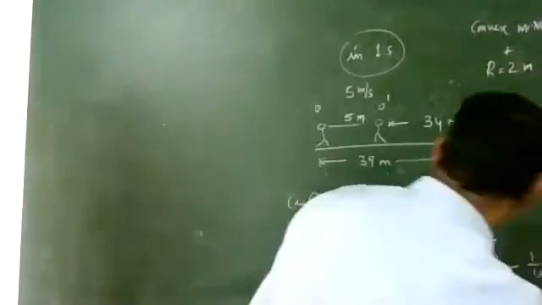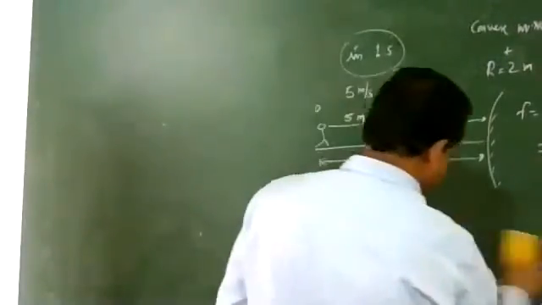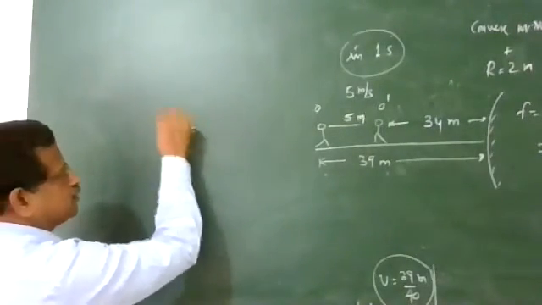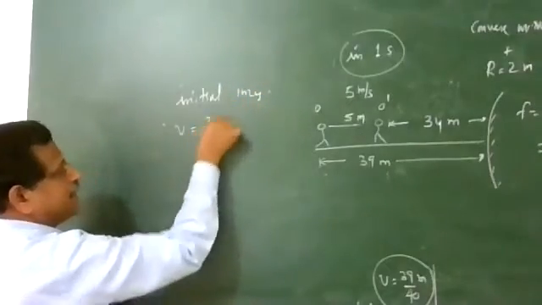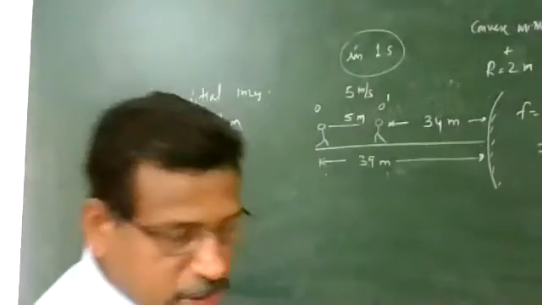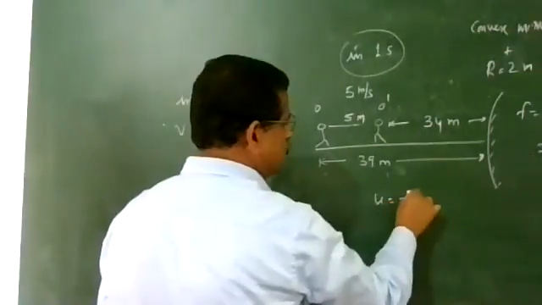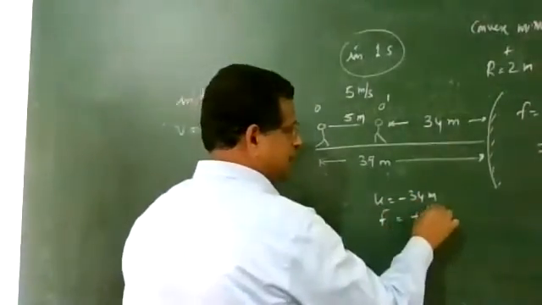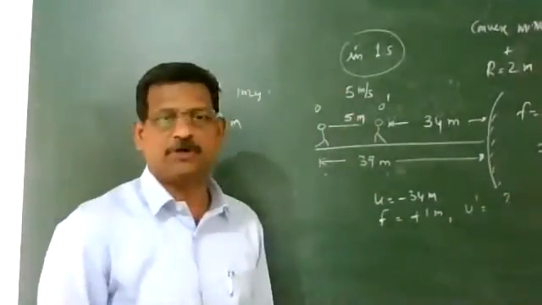The initial position of the image is 39 by 40 meter. Now we have to find the final position because the object is approaching. So here u equals minus 34 meter, and again the focal length is plus 1 meter. What is the new position of the image?